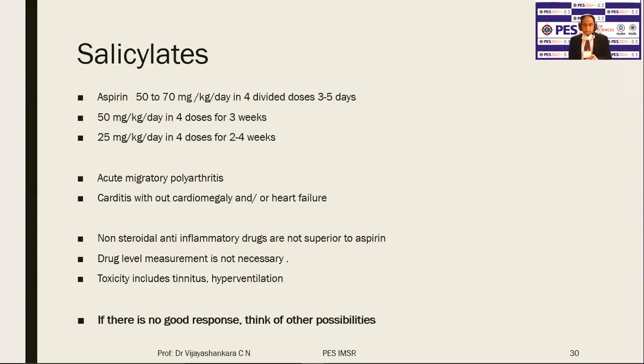The indication for salicylate is definitely in acute migratory polyarthritis, acute rheumatic fever with arthritis and carditis, but without cardiomegaly and/or heart failure. If the child is having cardiomegaly and heart failure, or carditis with heart failure, then you don't use salicylate as the main drug. We'll come to that later. Non-steroidal anti-inflammatory drugs are not superior to aspirin. Don't try to use any other anti-inflammatory drugs. Aspirin is the backbone of the treatment of acute rheumatic fever.